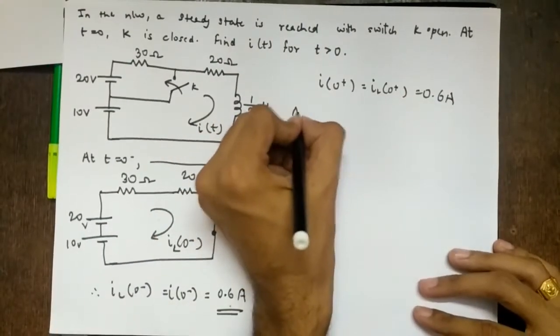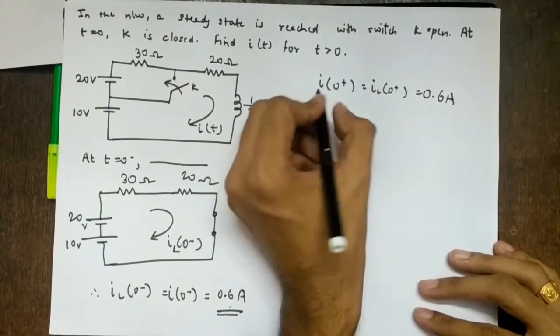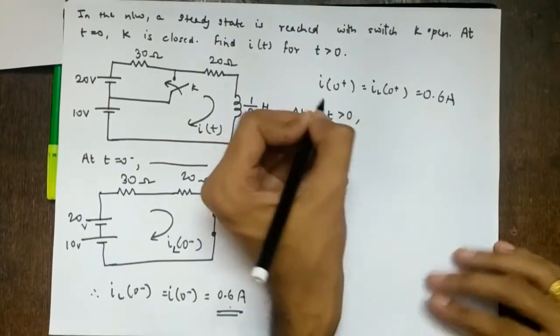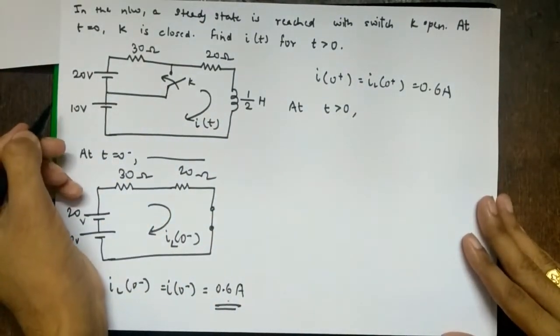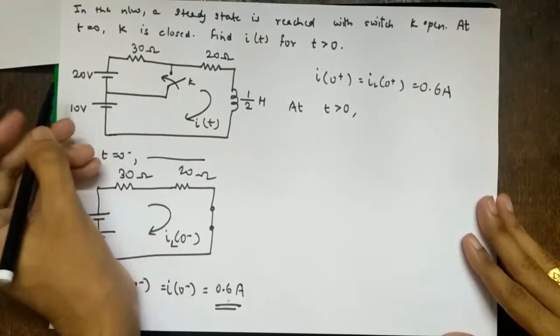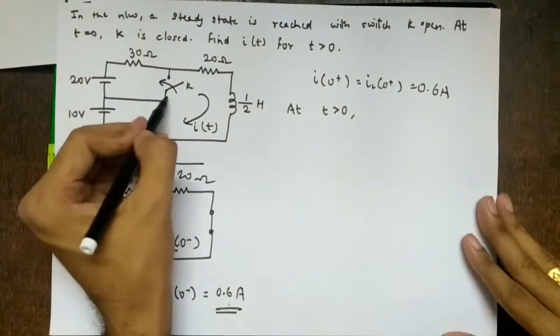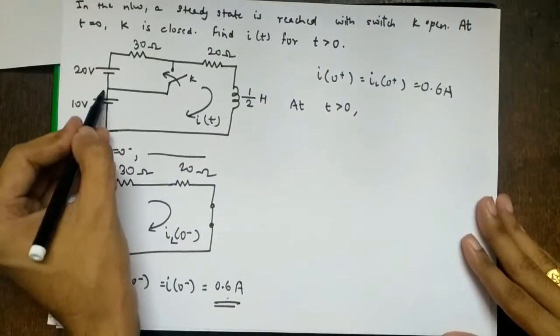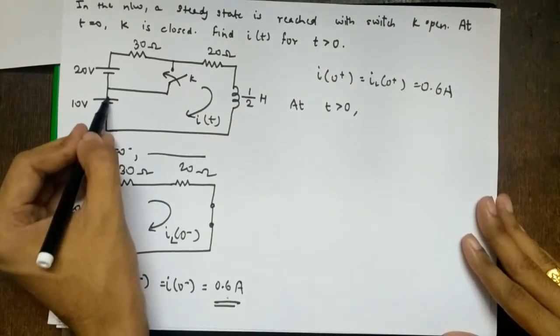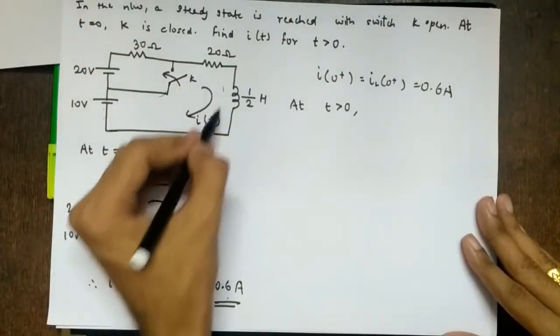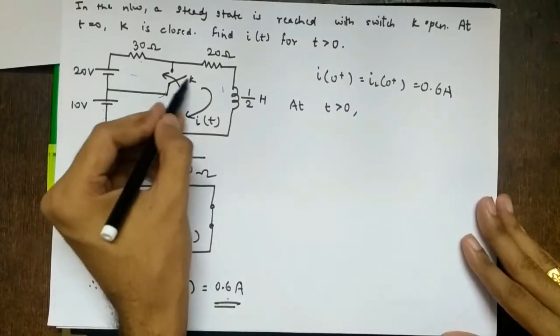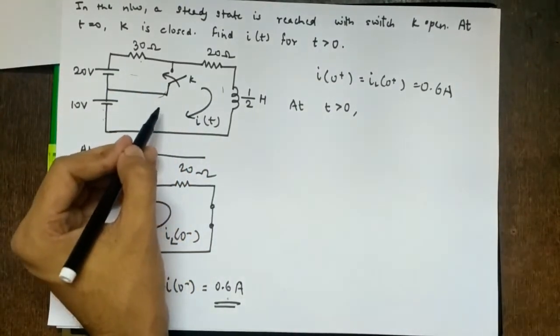Then you go to t greater than 0. So what will happen at t greater than 0? The switch is closed. You have to apply your BW logic here. Since this is the shortest path, the current from this voltage source will directly take the shortest path. So this is out of the picture because we are finding this current.